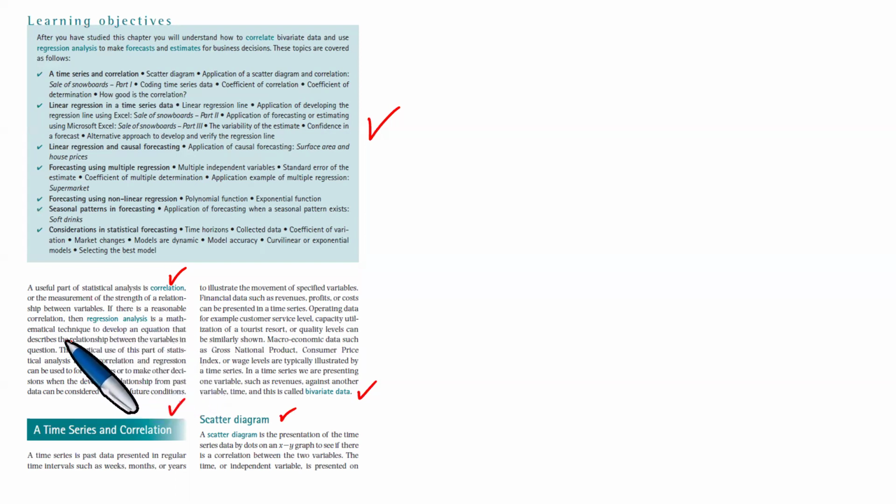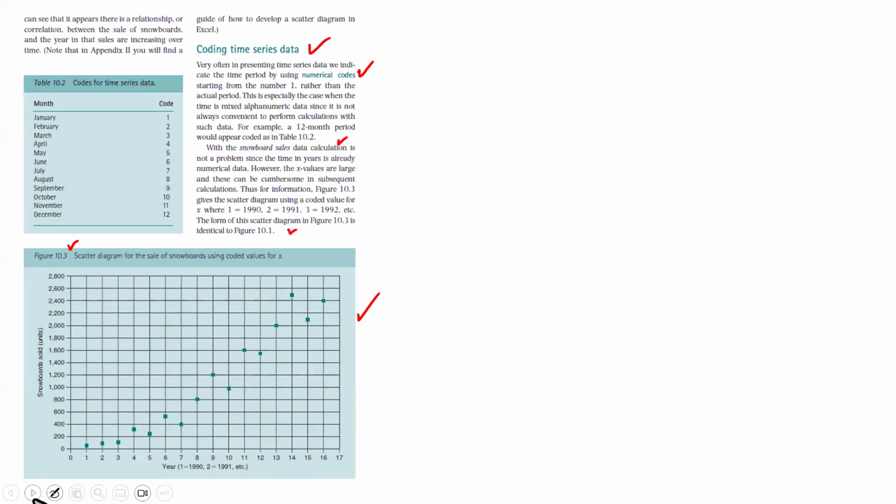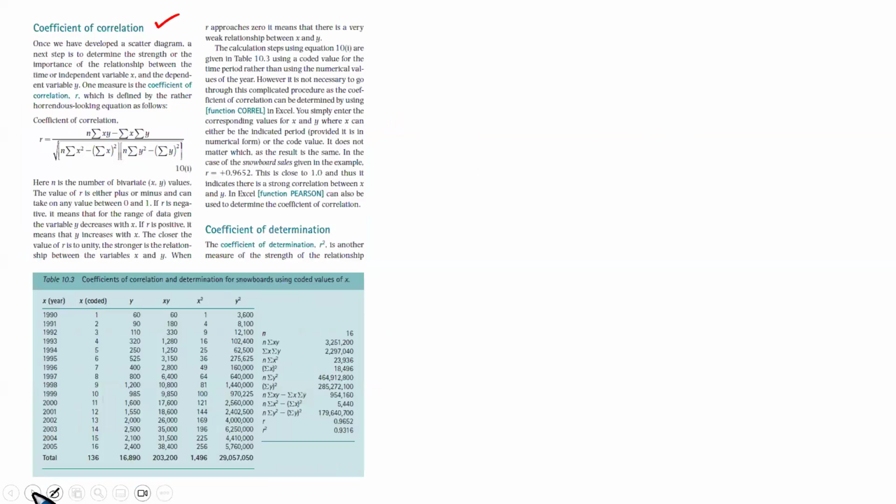And this is a mathematical technique to develop an equation that describes the relationship between the variables in question. So we try to develop an equation, and that's called regression analysis, okay? I want us to continue and discuss the idea of the coefficient of correlation.